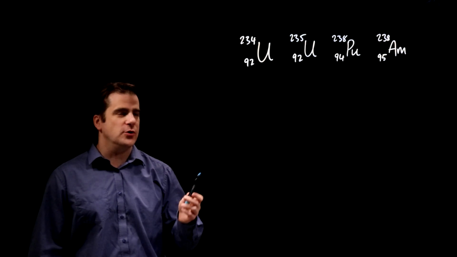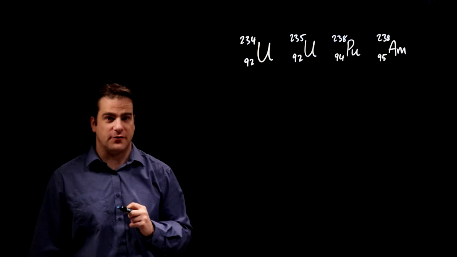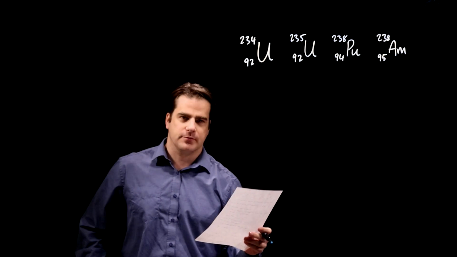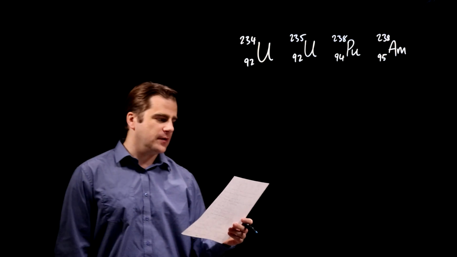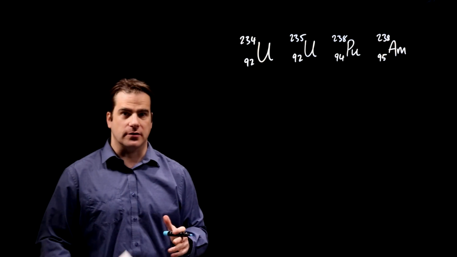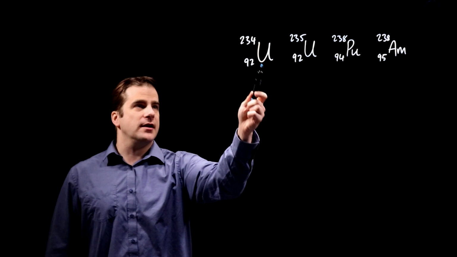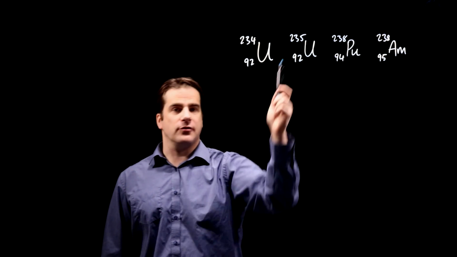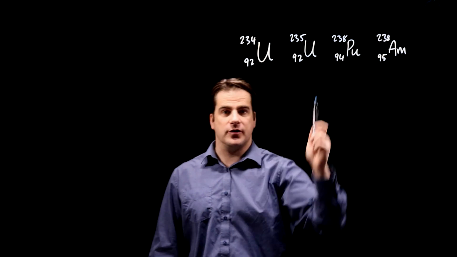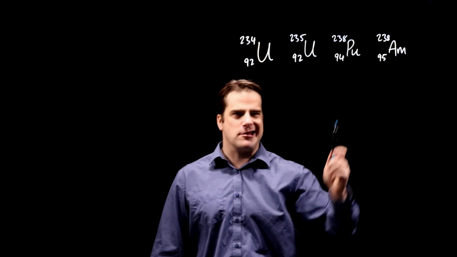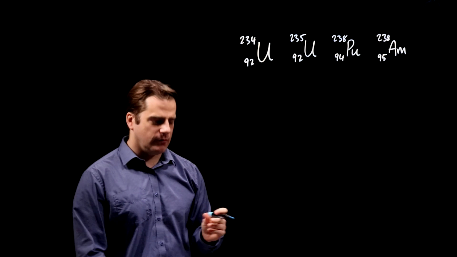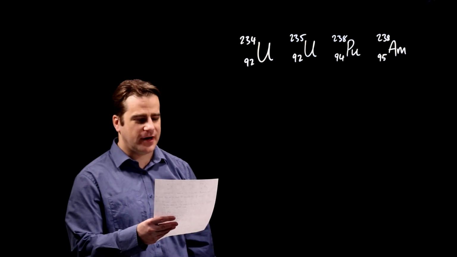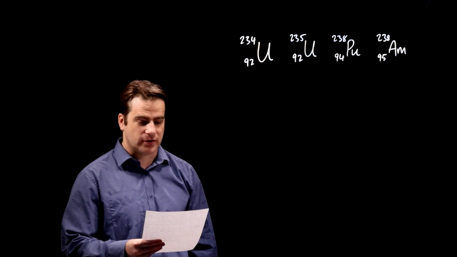Okay, a question about nuclei and isotopes. Part A. Which two nuclei of these four have the same number of neutrons? We have uranium-234, uranium-235, plutonium-238 and americium-238. Right, what was the question again? Which two have the same number of neutrons?